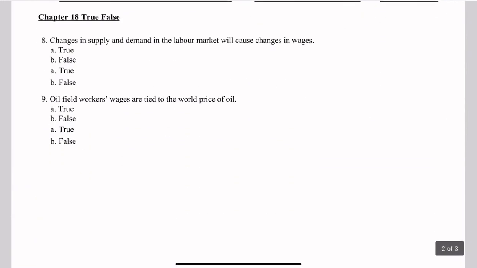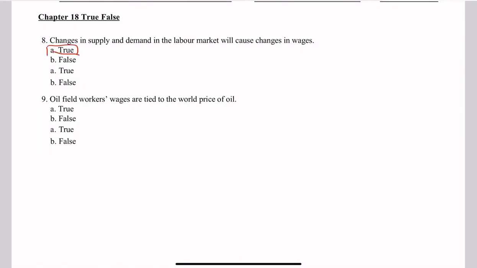Okay, eighth, changes in supply and demand in the labor market will cause changes in wage. Wow, this one is obvious, because we know that wage is determined by the market equilibrium, and market equilibrium is affected by the changes in supply and demand.